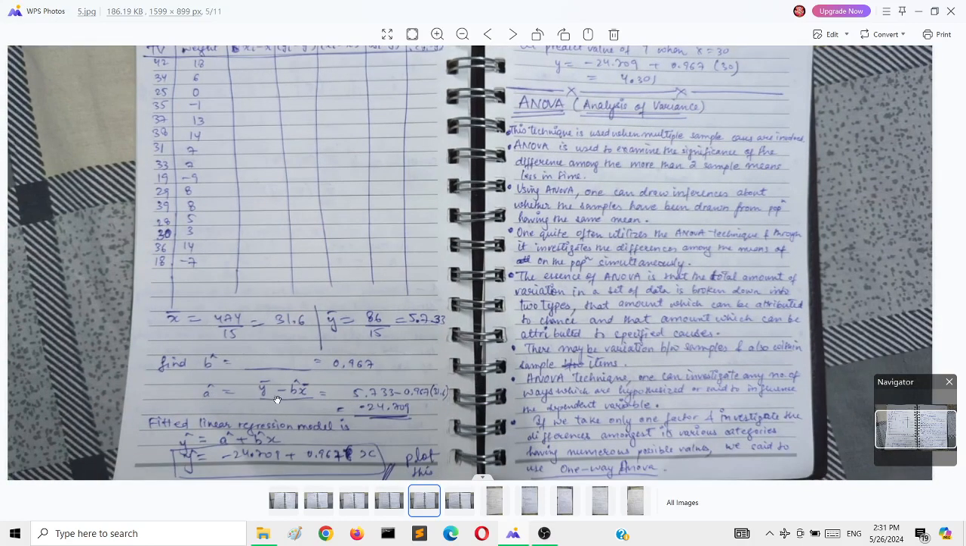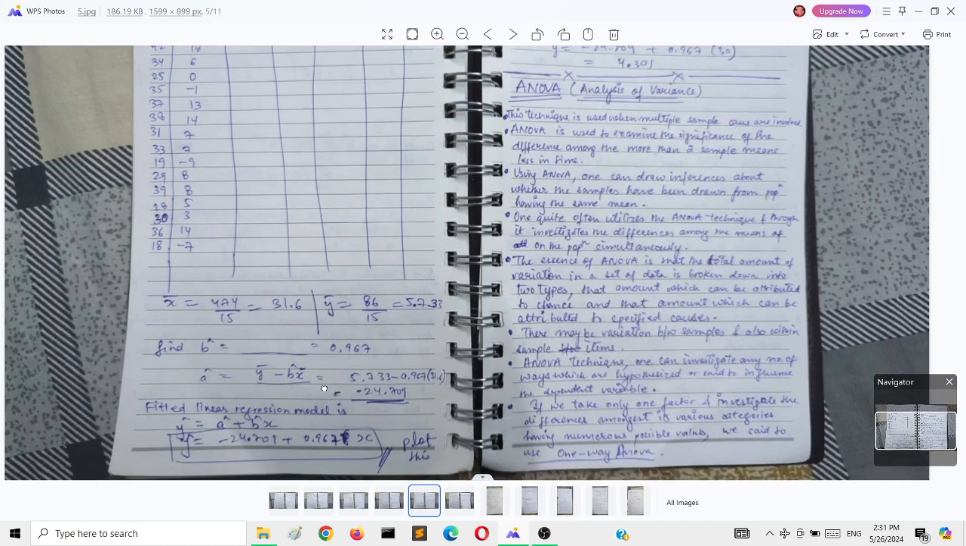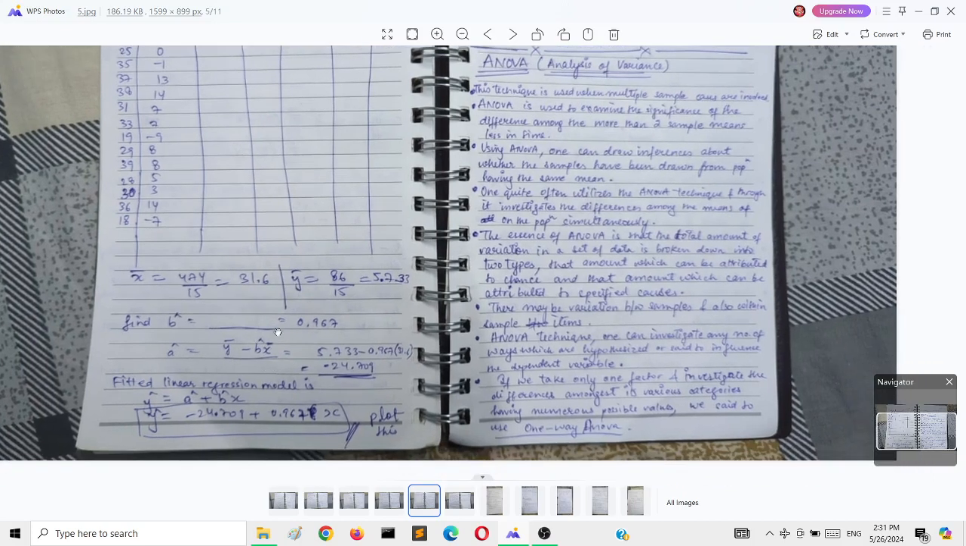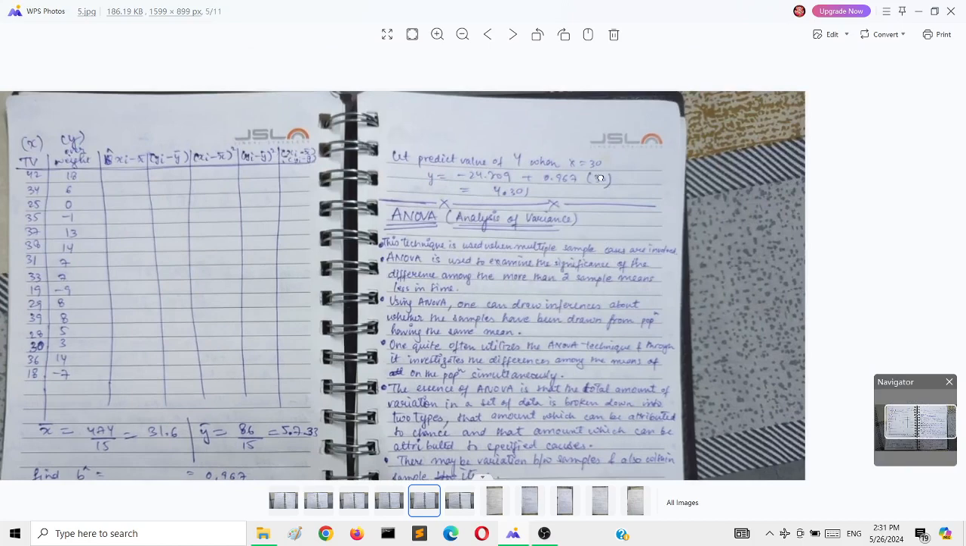A cap is y bar minus b cap x bar. Y bar is the mean value of y, b cap is 0.967 which you have calculated, and x bar is the mean of x. So you calculate a cap. After getting a and b, you have the model, a cap plus b cap x, and that is y cap. So if you are asked to find a value for a particular value of x, let's say 30, you plug 30 into this and calculate the particular y. This is how linear regression works. You can plot a particular line and linear regression is over. Thank you so much.